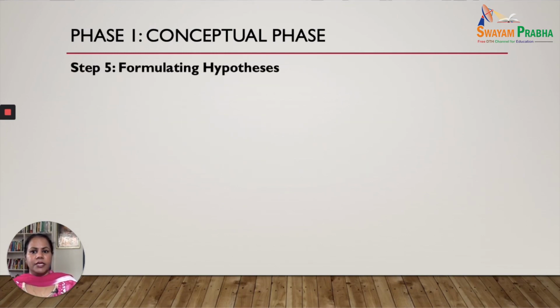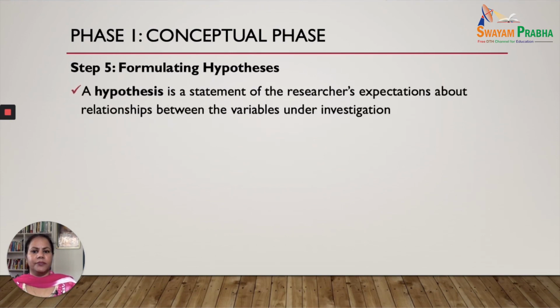Next phase is formulating the hypothesis. A hypothesis is a statement of the researcher's expectation about relationships between the variables under investigation. So a hypothesis is formed to predict the outcomes, right? The researcher predicts what the outcome will be, or what the relationship will be between the variables we are studying in our research study. And the hypotheses are always based upon previous knowledge.